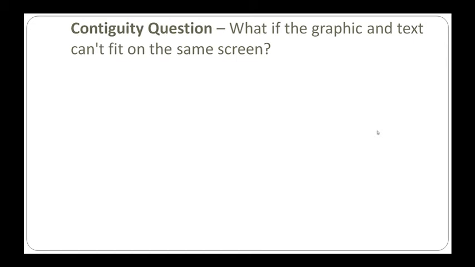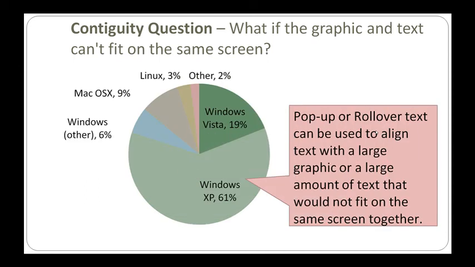Here's a contiguity question. What if the graphic and text can't fit on the same screen? In that type of situation, it can be helpful to use pop-up or rollover text that can be activated with the mouse. For example, with this chart, it may be helpful to have some additional text that as you mouse over it would pop up and give additional details.